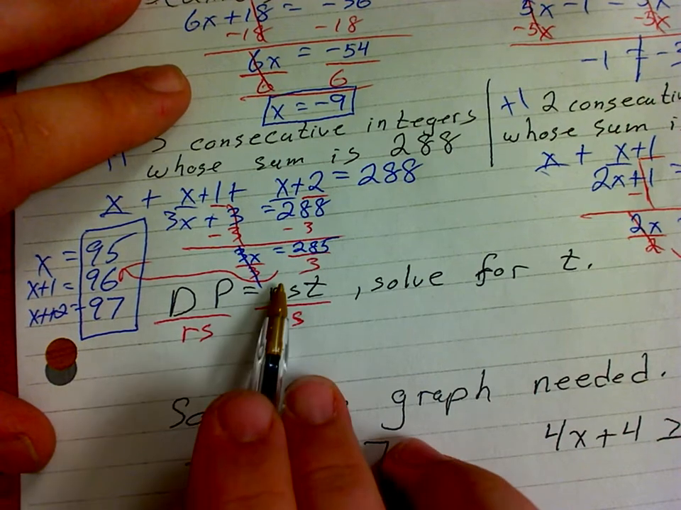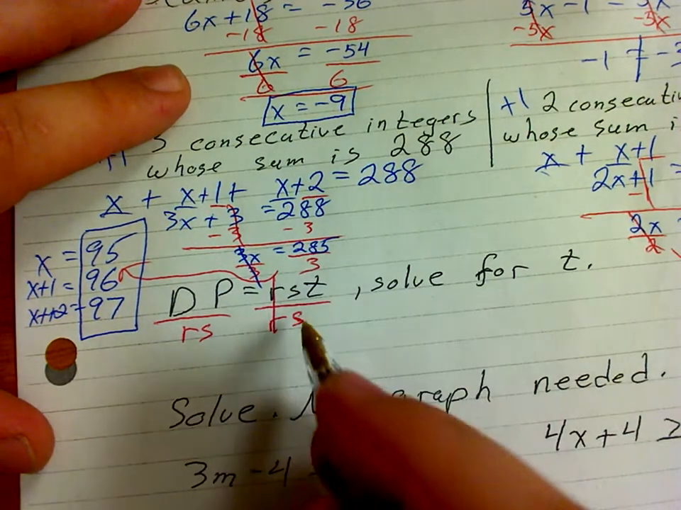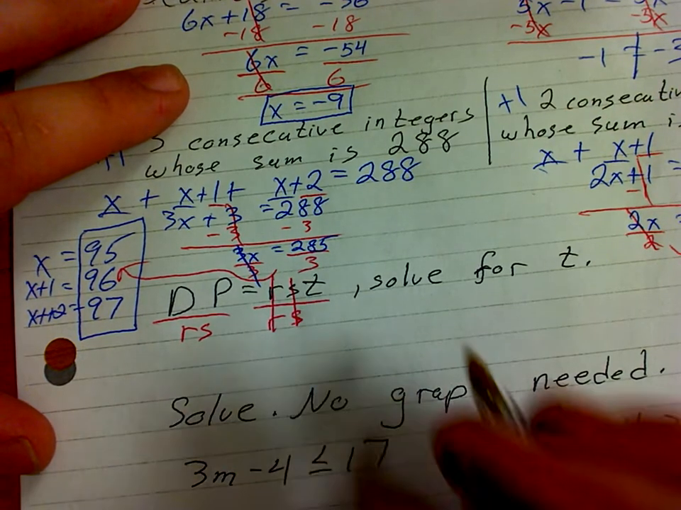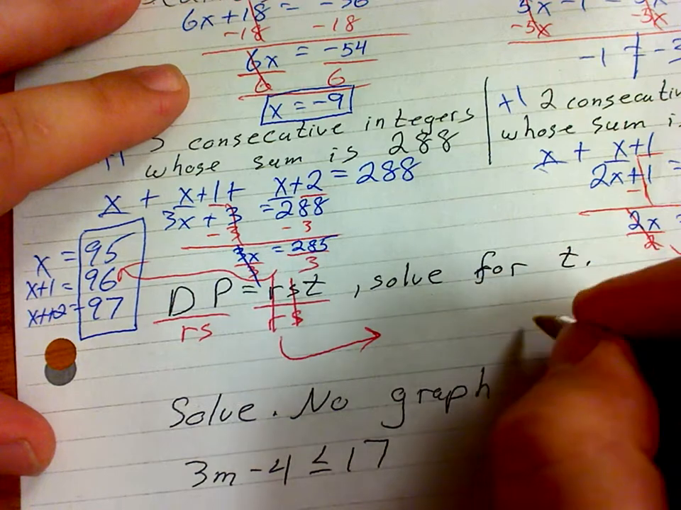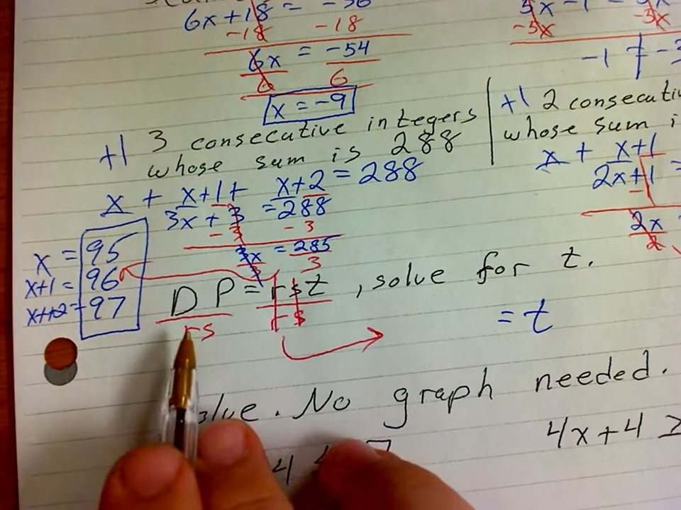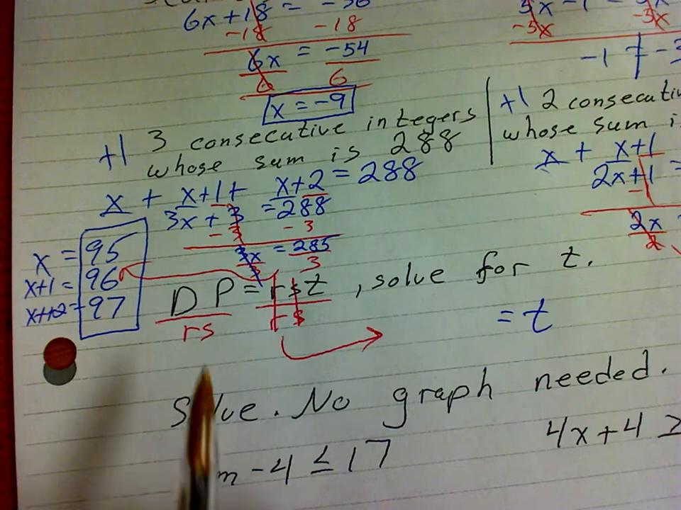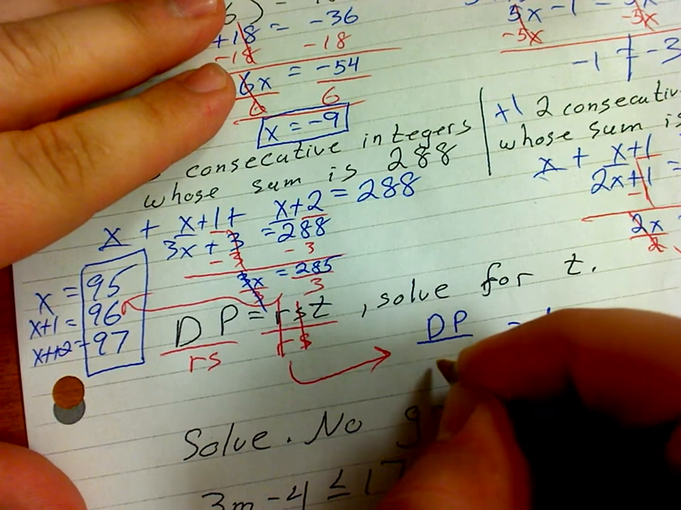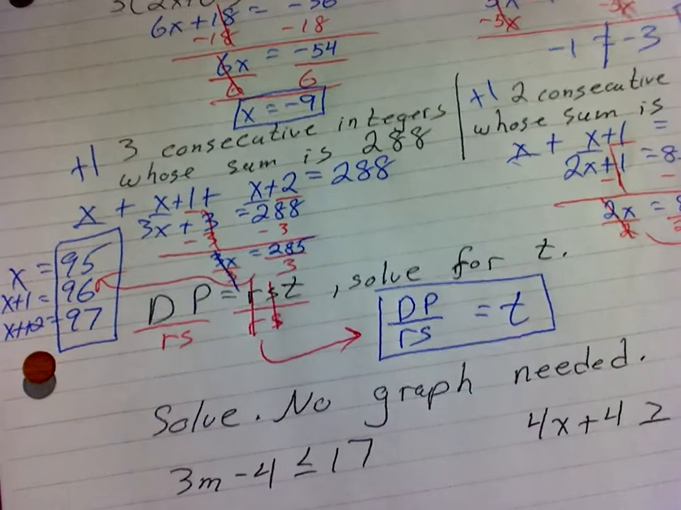Now, as we do that, we have r divided by r, which is just 1, so it goes away. S divided by s is just 1, so it goes away. And then we take a look, and the only thing that we're left with on the right side is t. Now, dp over rs. We don't have any common terms on top and bottom there, so there's nothing left to simplify. So our final answer here would be dp over rs. Okay?